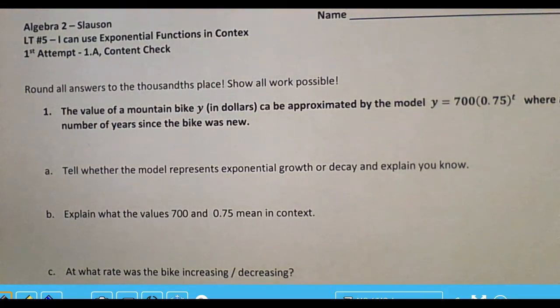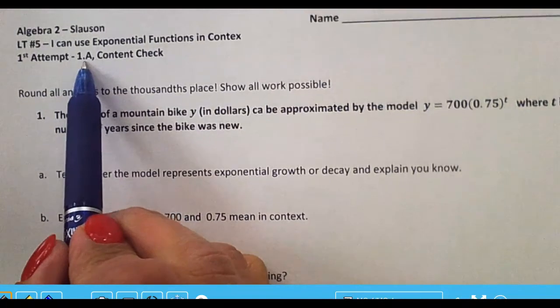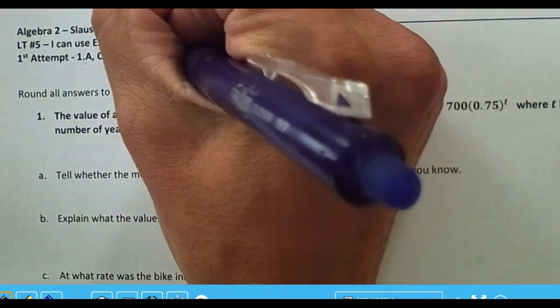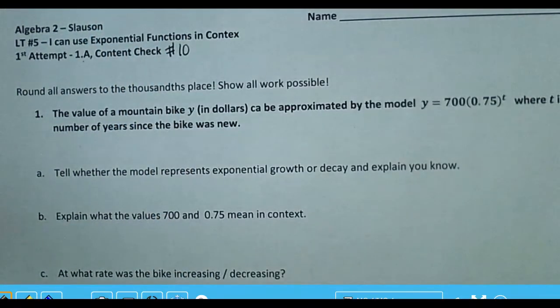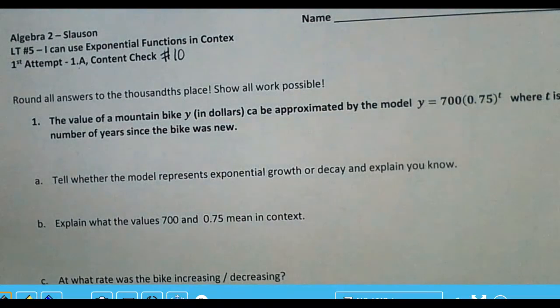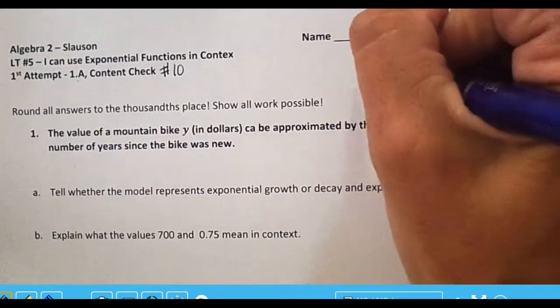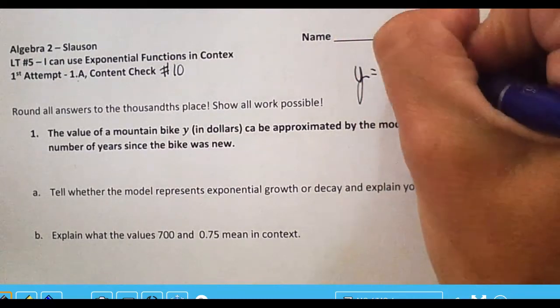Everyone, this is Mrs. Slauson, one of the Algebra 2 teachers, and I am going over learning target number 5. This is a first attempt, and it says version 1A because eventually you're going to have version 1B. In my class, I call these exit tickets or content checks. It's content check number 10. If you're with Mrs. Hampton, then it's an exit ticket. Anyway, you will need your graphing calculator, and on this page we are going over and using this formula.